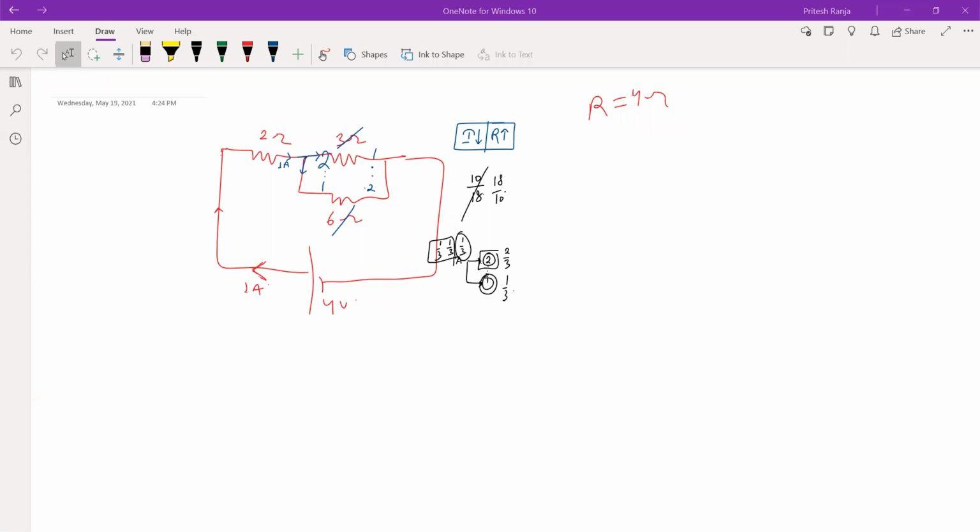So I assume no one has any doubt. Okay, so no doubt. Let us start with the magnetic effects of electric current. Today we will start with a new unit, that is magnetic effects of electric current.